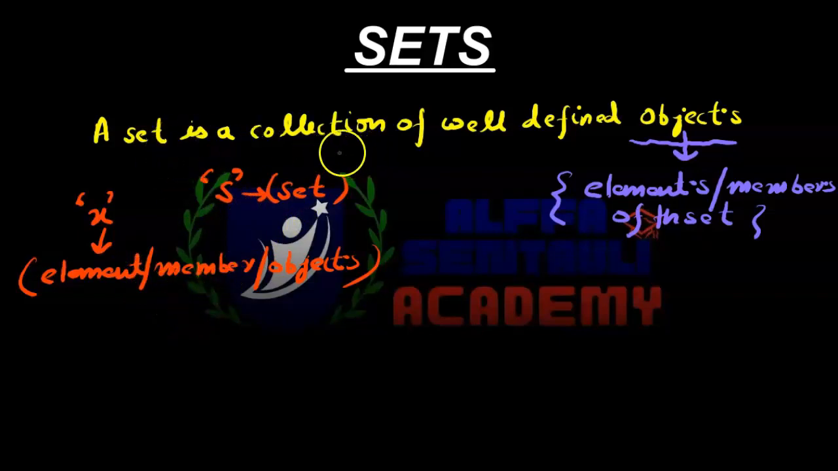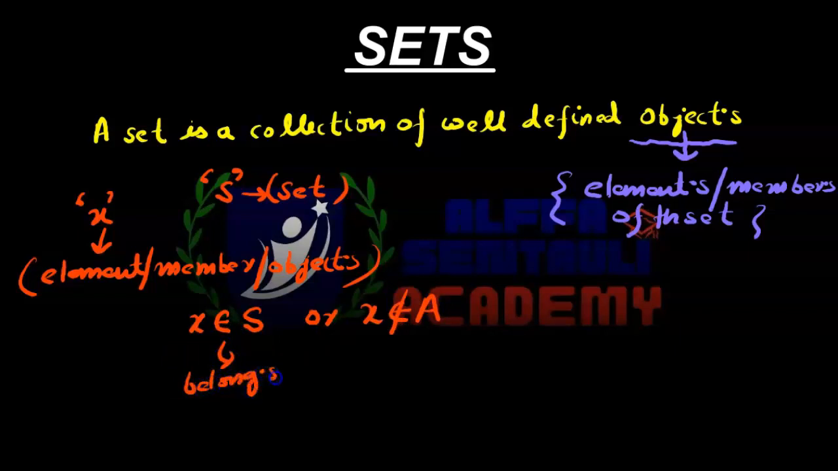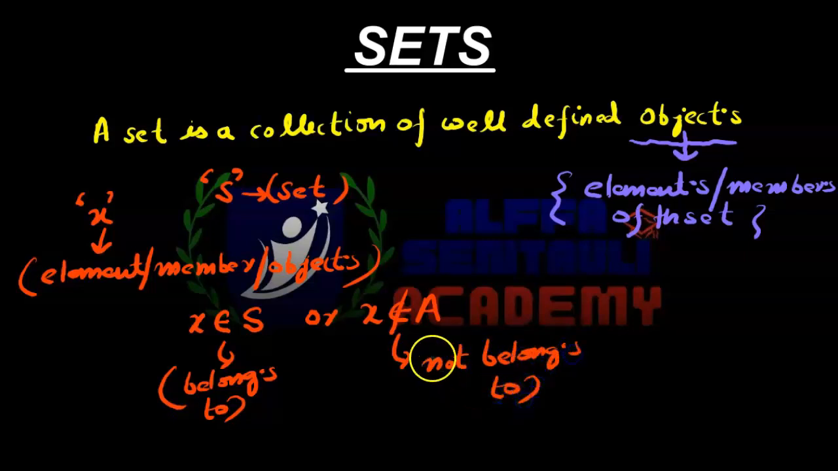Now, according to the definition of a set, this x must belong to S, or it can be written as x does not belong to S. This is the symbol of belongs to, and this is the symbol of not belongs to.